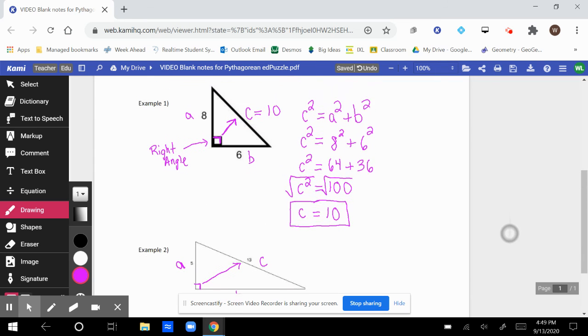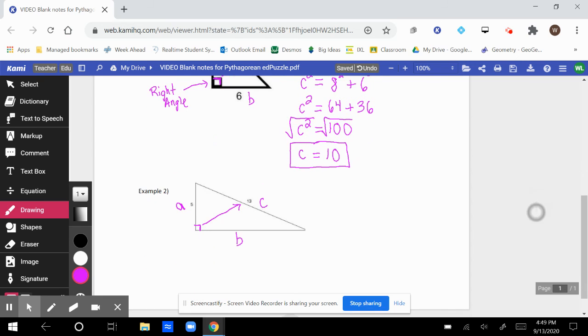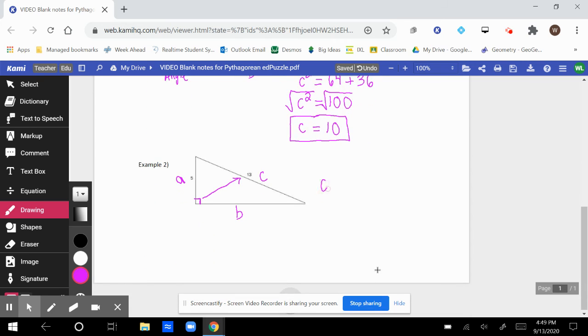So the difference between these two examples: in example 1, you were given both legs, A and B, and you solved for the hypotenuse C. Now we have C, we have one of the legs, which I'm going to call A, you could have called it B, and we have to solve for the other one. So filling in for C, 13, for A, 5, and we don't know B yet, so I'm going to leave that as B squared.